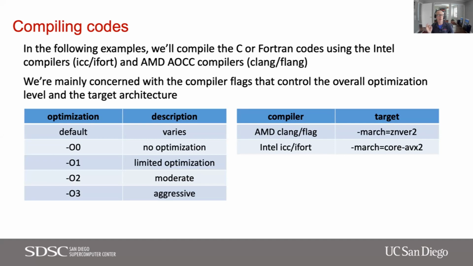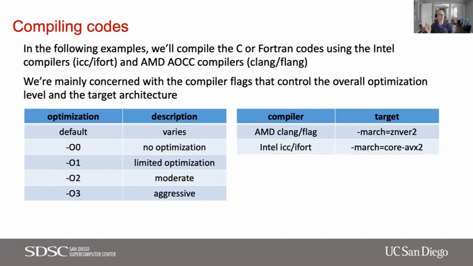Again, it's less than what you will typically want. -O2 is what we call moderate optimization. It will do a lot of the restructuring of your code as long as it does not potentially change any of the floating point results.